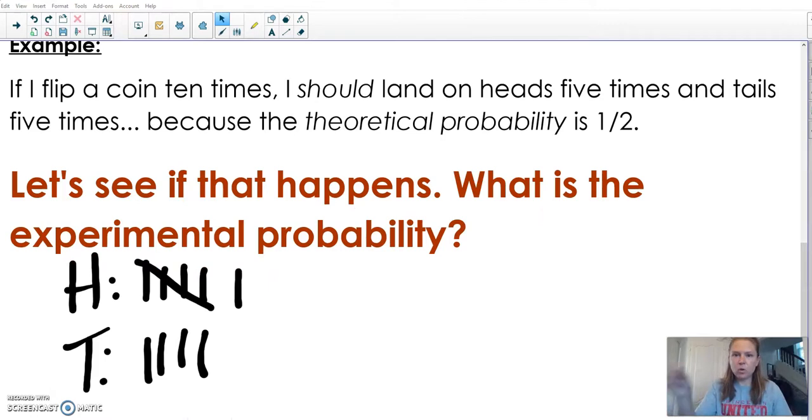Okay, so I flipped my coin. And actually mine came very close. I ended up flipping heads 6 times and tails 4 times to get a total of 10. So I just want you to understand the difference between theoretical, it's a theory. It should happen this way. That's what we have been finding in the past. That is the probability we've been finding. Until you actually do it, that is the experimental probability.